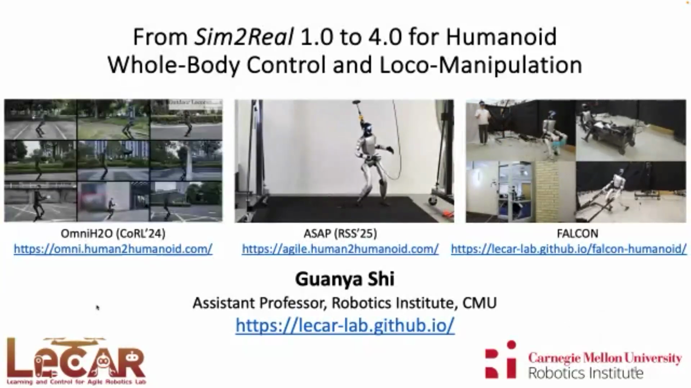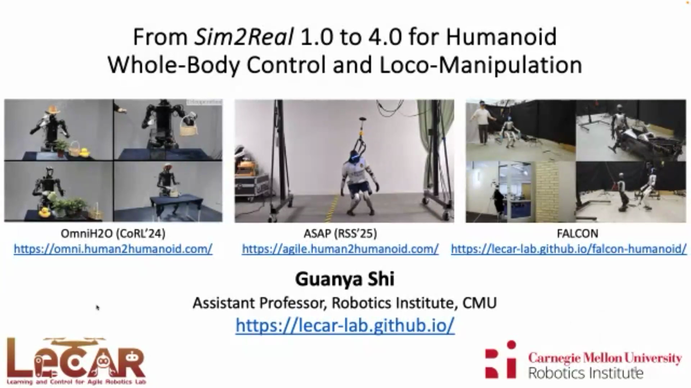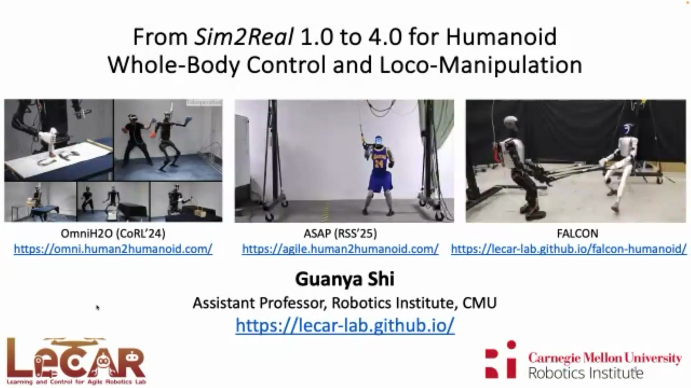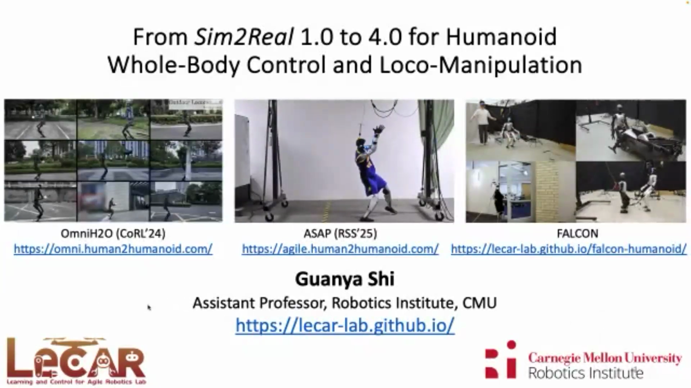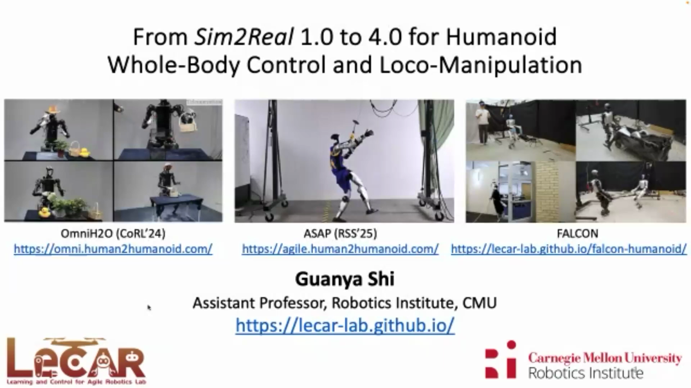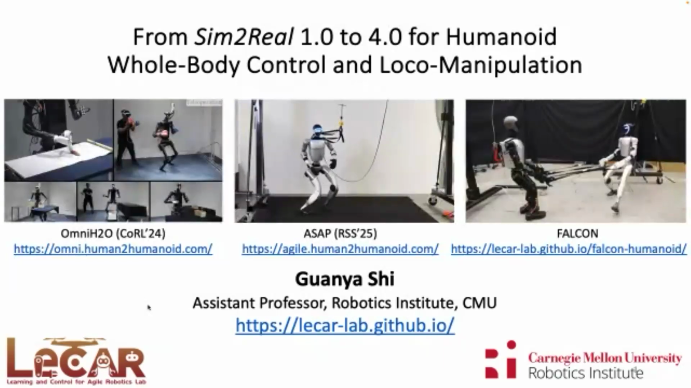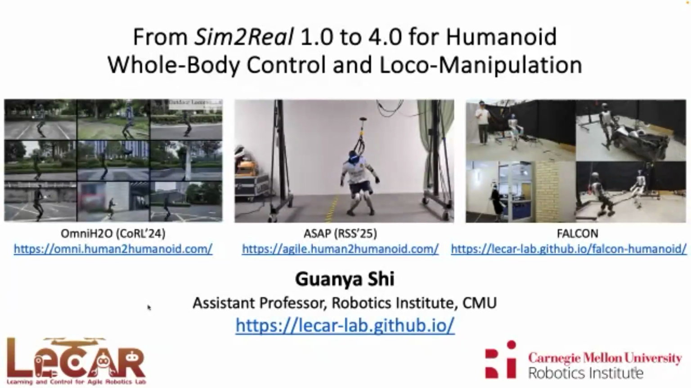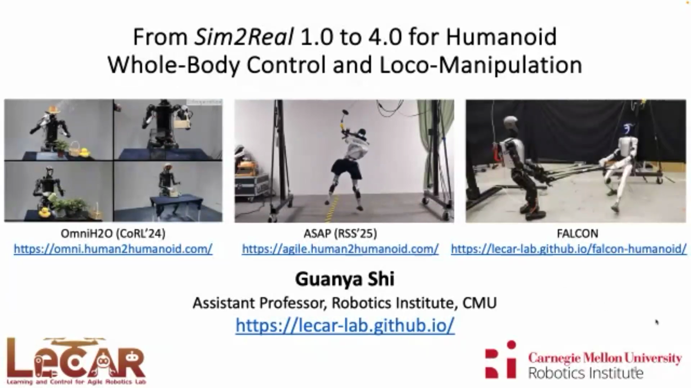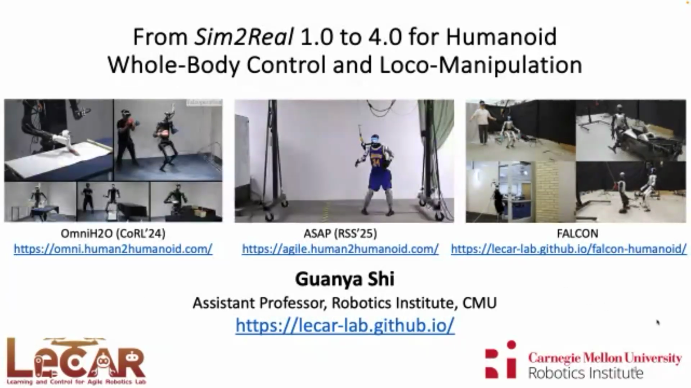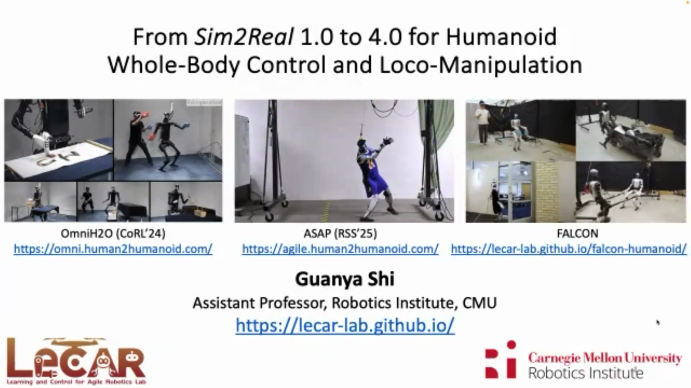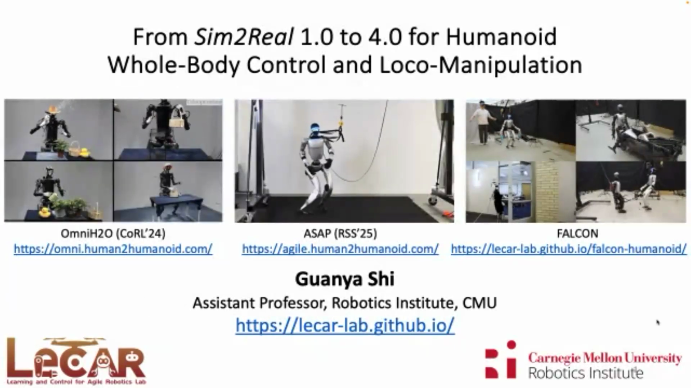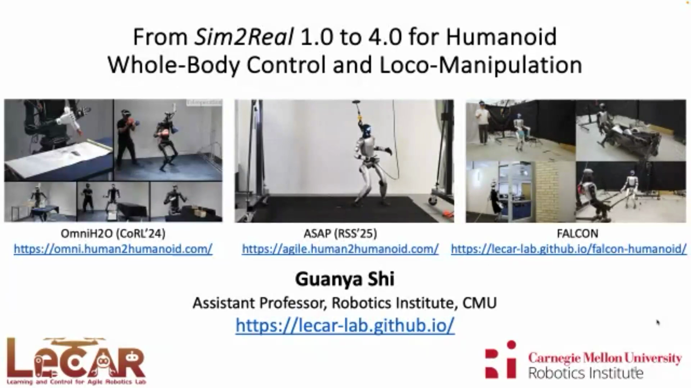And the first one is called OmniH2O. It's basically a real-time framework that can translate human motions to humanoid motions. And the second paper is called ASAP, which is an agile whole body control, Sim2Real real-to-Sim framework for controlling this humanoid to achieve some really agile whole body maneuvers. The third work is called FALCON, which is a loco-manipulation framework for forceful object interaction tasks. As you can see in these videos, the humanoid can open a door, pull a cart, etc.